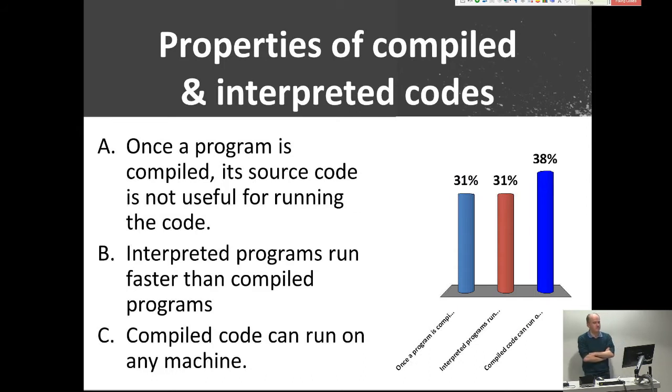So let's start from the end. Can a compiled code be run on any machine? No, because when you are compiling, you are converting your program into instructions that the very machine where you are compiling your program can understand. So as soon as you compile, your code is dedicated to your machine.